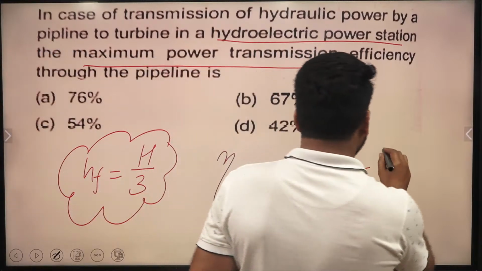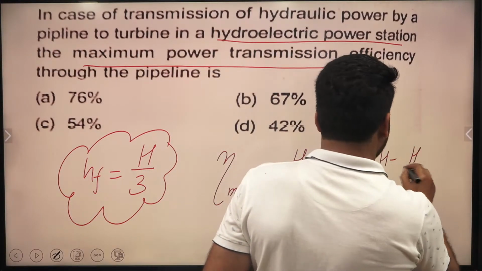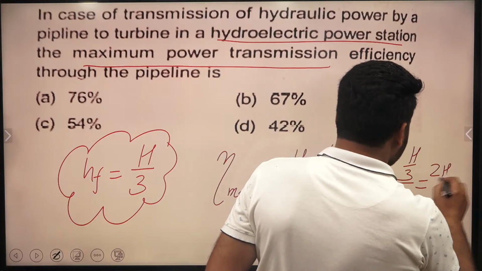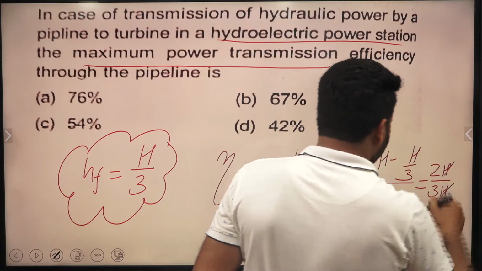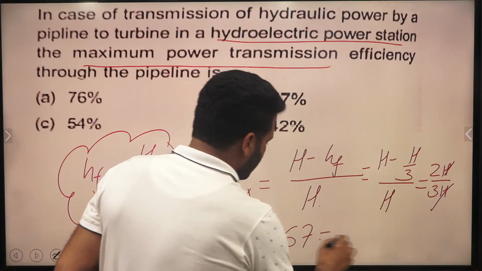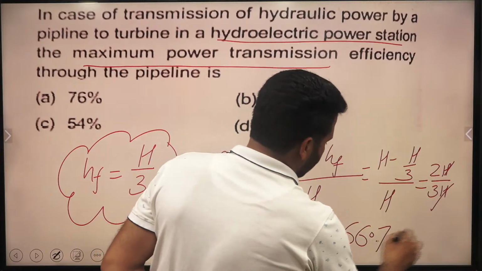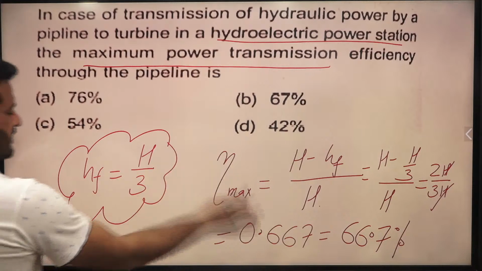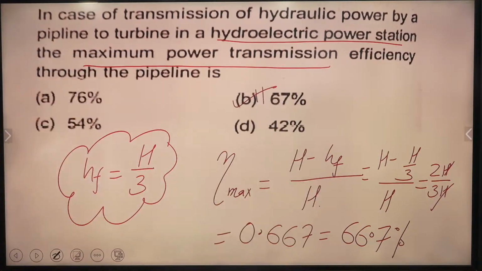In place of HF, I am writing H by 3, so it is coming to be 2H upon 3H. Cancel out, 2 by 3 is 0.6667, so it is coming to be 66.7%. Maximum efficiency is 66.7%, let it be 67%. Simply, no need to solve even this type of question. You know very well what the answer would be.